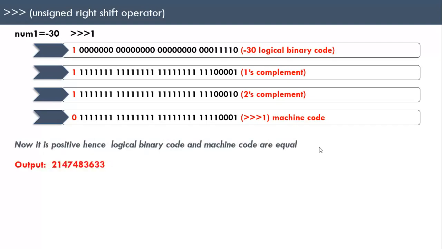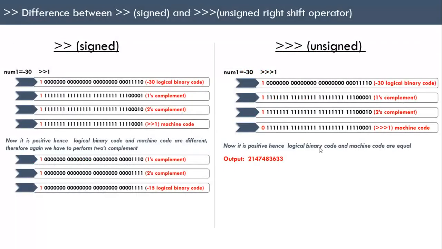So now the machine code which you are getting in the fourth step is positive, hence the logical binary code and machine code are equal. That means now we can directly convert it into a decimal number, hence your output is 2147483633. While this is the difference between signed and unsigned right shift operator, the only difference which you will find over here is in the fourth step.